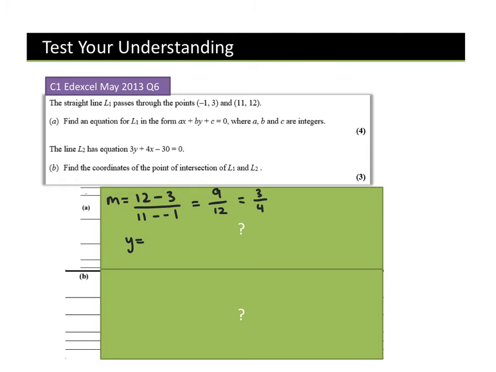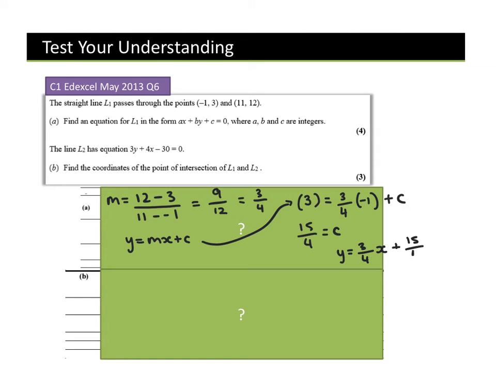I have my equation y equals mx plus c. I'm going to substitute in everything I know. So y is 3 equals 3/4, because that's my gradient, lots of minus 1 plus c. So I'm going to get 3 times 12, 15 over 4 equals c. So then my equation is y equals 3/4 x plus 15 over 4.